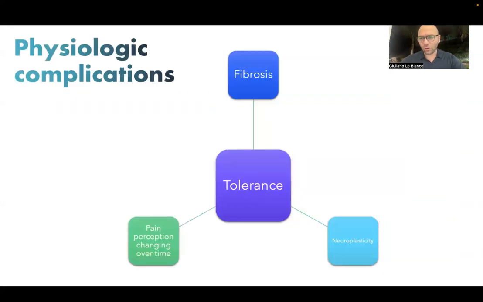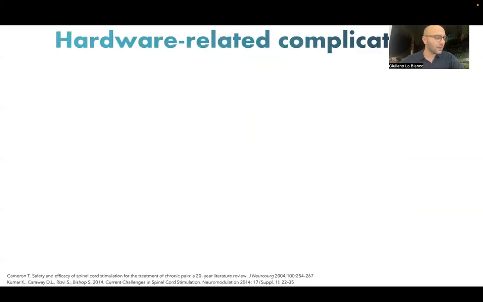And also we have tolerance with the reduction of the benefits from the implant of SCS implant, and the tolerance can be because of fibrosis of the lead or the pain perception, which is changing over time, and also neuroplasticity.